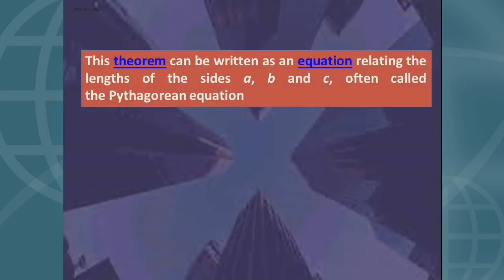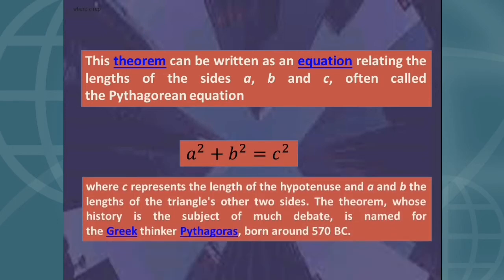So in this video, we're going to learn about the concept of the Pythagorean Theorem. This theorem can be written as an equation relating the lengths of the sides a, b, and c, often called the Pythagorean equation, where a squared plus b squared is equal to c squared, where c represents the length of the hypotenuse and a and b the lengths of the triangle's other two sides.